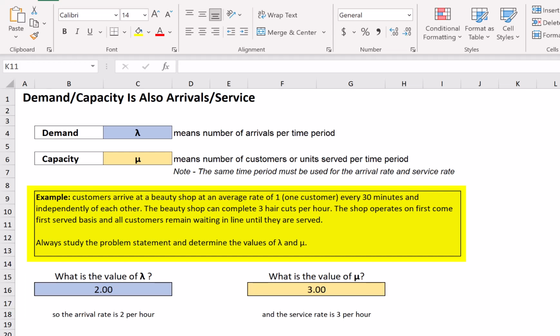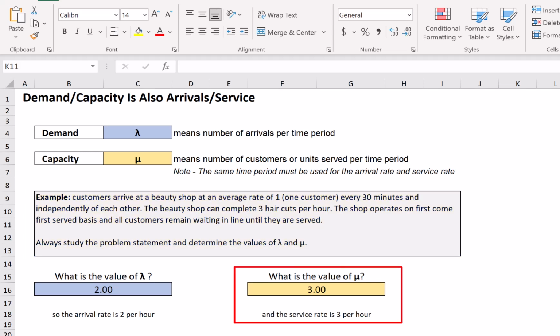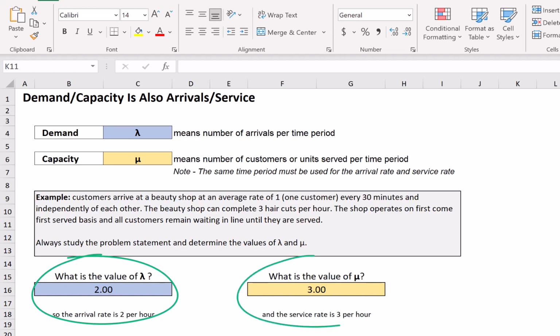So what is the service capacity in this case? Well, the beauty shop can complete 3 haircuts per hour, and the shop operates on a first-come, first-served basis, and all customers remain waiting in line until they are served. So this all means that we can apply these waiting line equations nicely, and the value of mu, or the capacity in this case, is 3. So there you have it. Lambda equals 2 and mu equals 3.